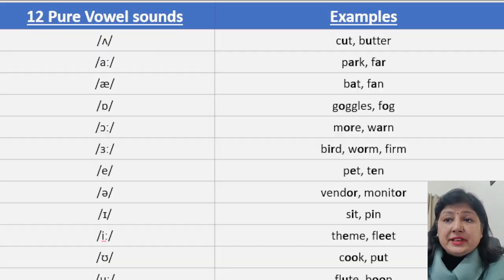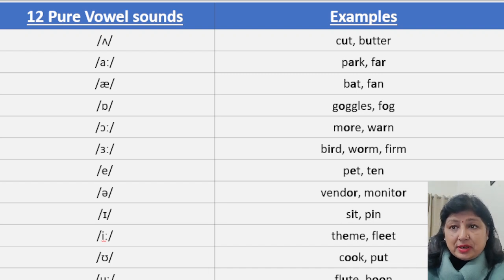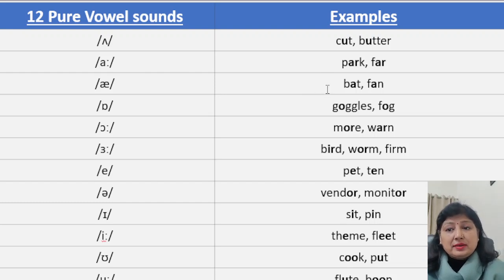In the next slide, we can see the chart of the 12 pure vowels and examples of words where they are used. As we can see, the first sound is used in words like cut or butter. The second sound is used in park or far. The third sound is used in words like bat, fan. The fourth one is used in words like goggles, fog.